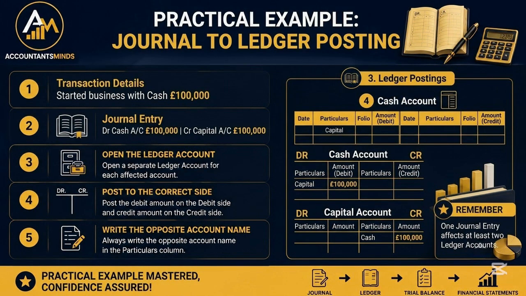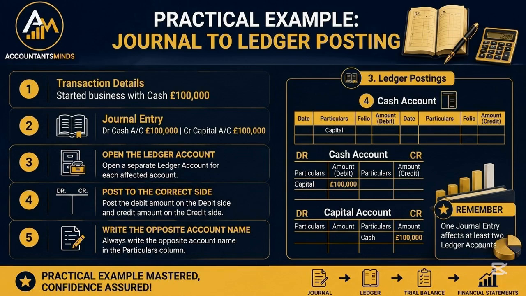Suppose the owner starts the business with £100,000 cash. The journal entry is debit cash account £100,000, credit capital account £100,000. Let's post this to the cash account first. Cash is debited in the journal. Therefore, we record it on the debit side of the cash ledger. In the particulars column, we write capital because that is the opposite account.